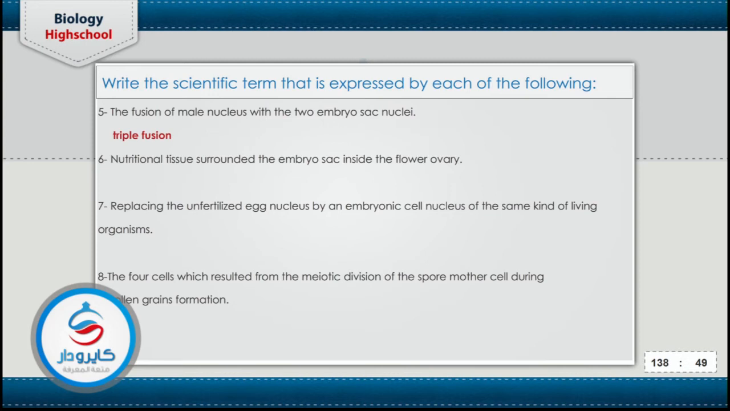Nutritional tissue surround the embryo sac inside the flower ovary. Inside the flower ovary is the presence of new cells which act as a nutritive tissue that feeds the embryo sac. The next: replacing the unfertilized egg nucleus by an embryonic cell nucleus of the same kind of living organism. Replacement of a nucleus with another one is called renucleation.